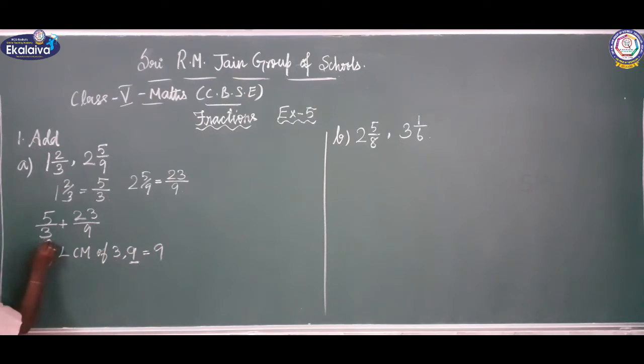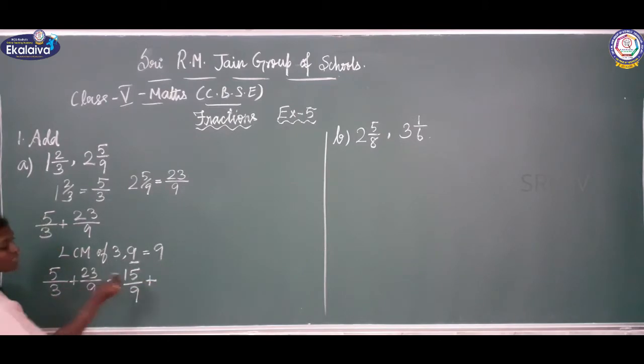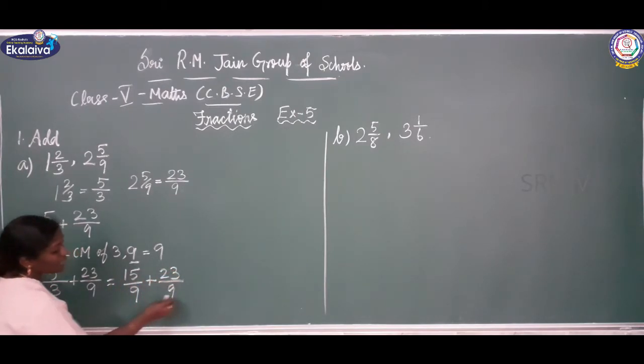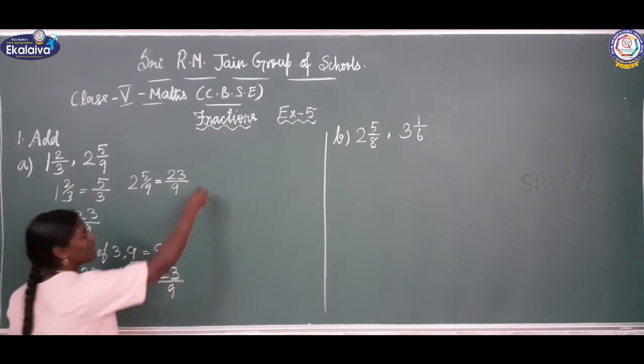So see the first fraction, here the denominator is 3. Here in the second fraction already the denominator is 9. So we are going to change the first fraction with the denominator 9. So 5 by 3 plus 23 by 9. In 3 table when will you get 9? 3 times. So we have to multiply the numerator by the same number 3. 5 3s are 15. 15 by 9 plus 23 by 9. See here these two fractions are having the same denominator. These two fractions are like fractions. So we can add the numerators.